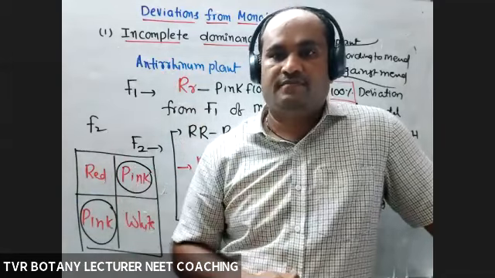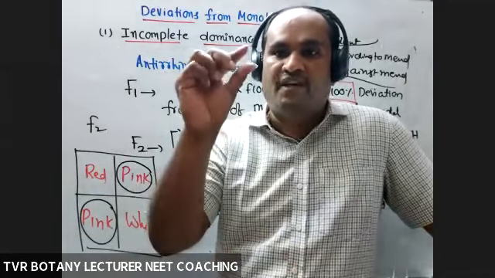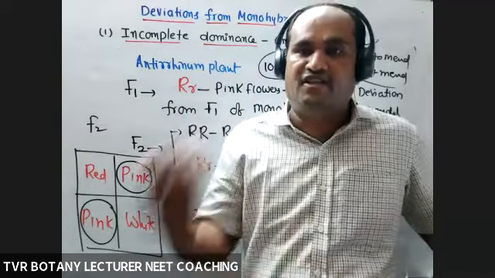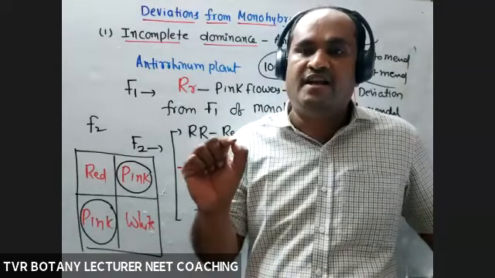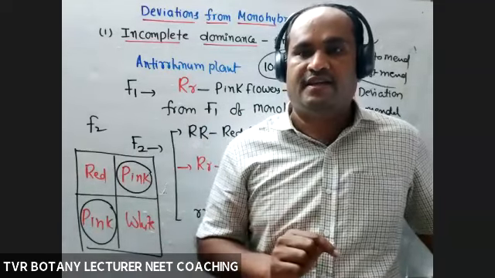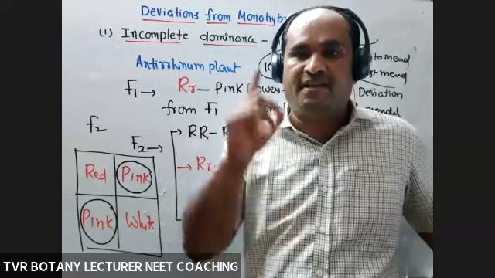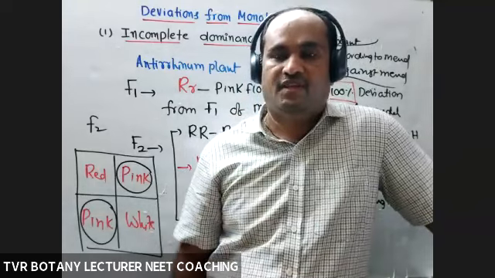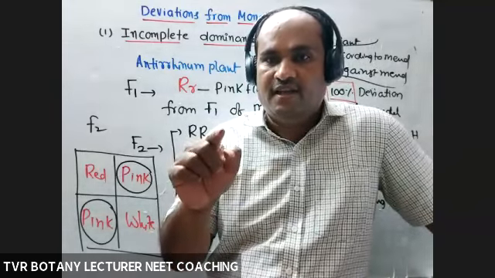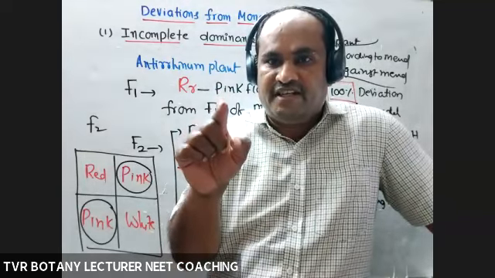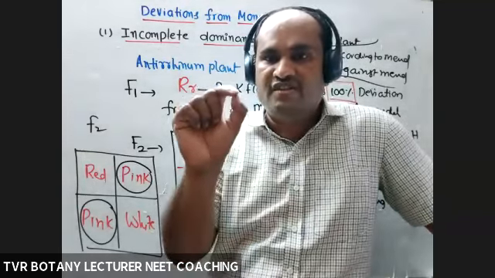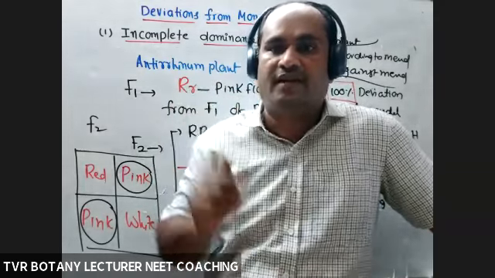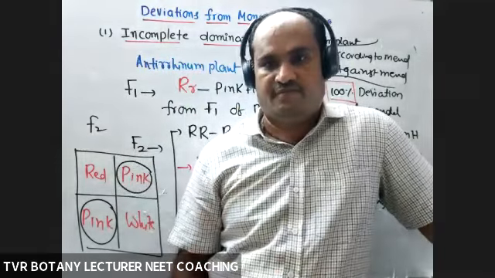Now go to F2. In F2, first box dominant, okay, according to Mendel. Last box recessive, according to Mendel. But what about the second and third box? Heterozygous, monohybrid. But what about the phenotype of the flowers? Pink, 50% deviation. So because of this so-called 50% deviation, what about 3:1? 3:1 changed into 1:2:1, similar to the genotypic ratio.